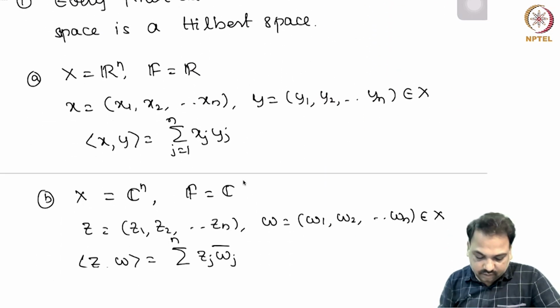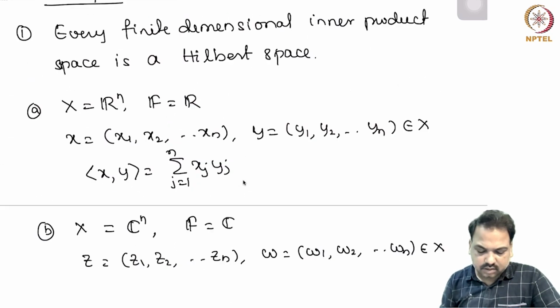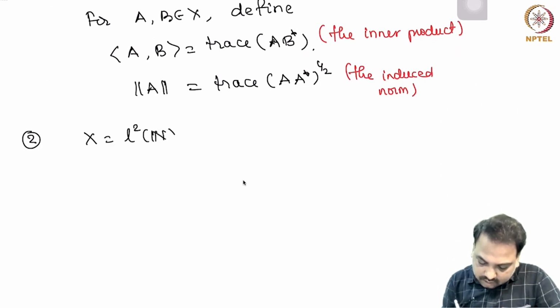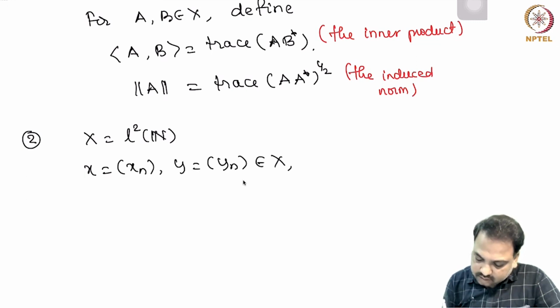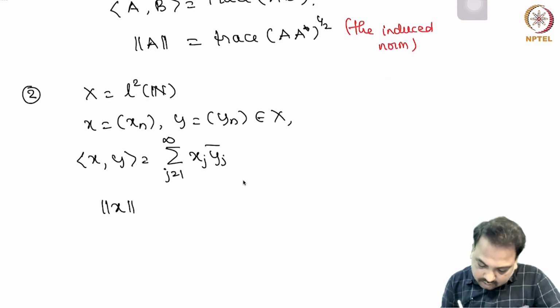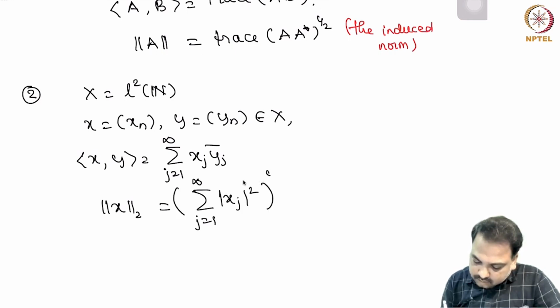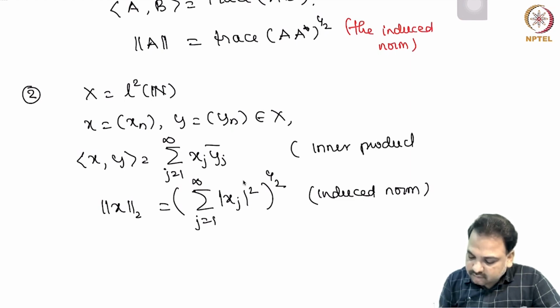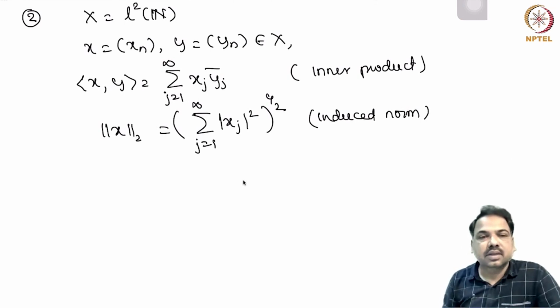Okay. Let us look at a few more examples. Let us take X to be l2 of N, x is xn, y is yn coming from X. We know that the inner product is defined as follows: summation j equal to 1 to infinity xj yj bar, and the induced norm is nothing but a generalization of the Euclidean norm. We can show that this space is complete, hence it is a Hilbert space.